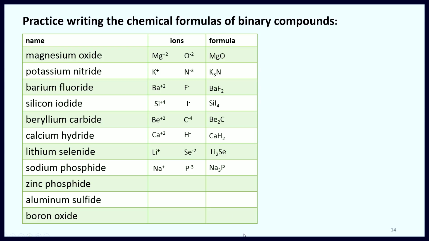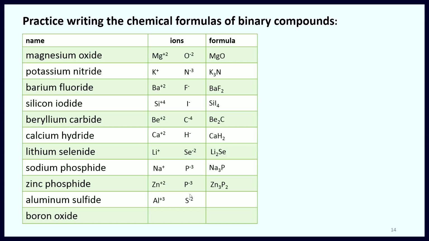Zinc phosphide. Now zinc is one of the elements with a fixed oxidation number. It's in group 2B. It's always +2. Phosphide is in group 5A, -3. Hence Zn3P2 is the lowest whole number ratio in which the charges will balance. 3 +2 charges will be +6. 2 -3 charges will be -6. Whenever you have an odd and even oxidation number other than 1, it gets a little more complicated. We'll deal with it in just a moment.